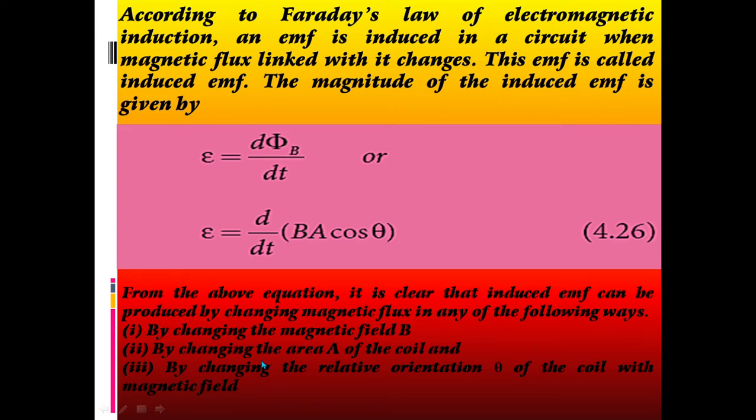These are 3 important points, and this is a very important 2-mark question. Methods of producing induced EMF: by changing the magnetic field B, by changing the area A of the coil, and by changing the relative orientation theta of the coil with the magnetic field. Once again, by changing the magnetic field B, by changing the area A of the coil, and by changing the relative orientation of the coil with the magnetic field.